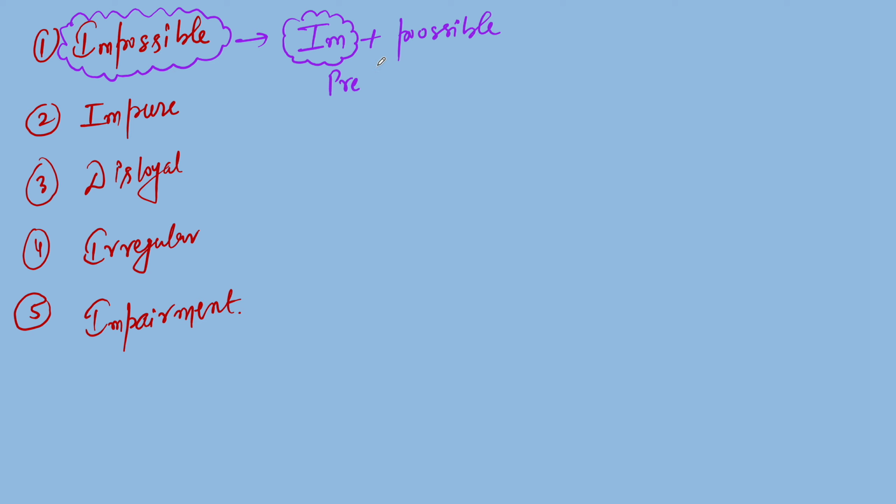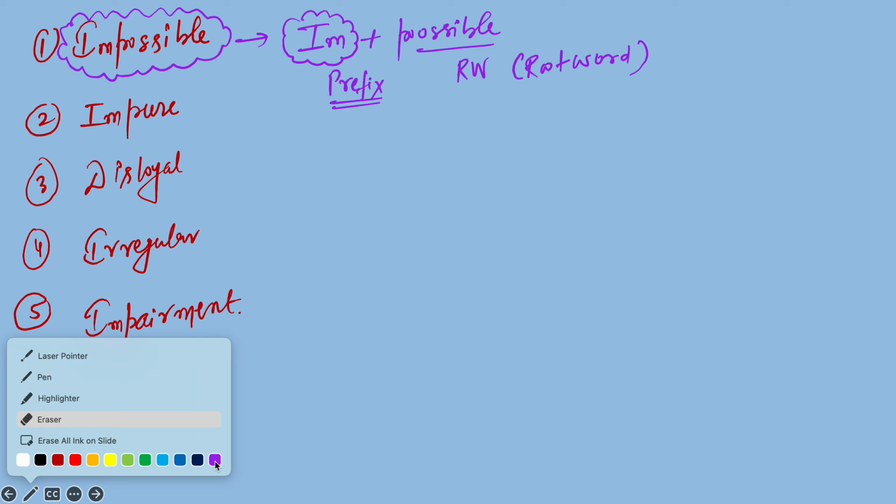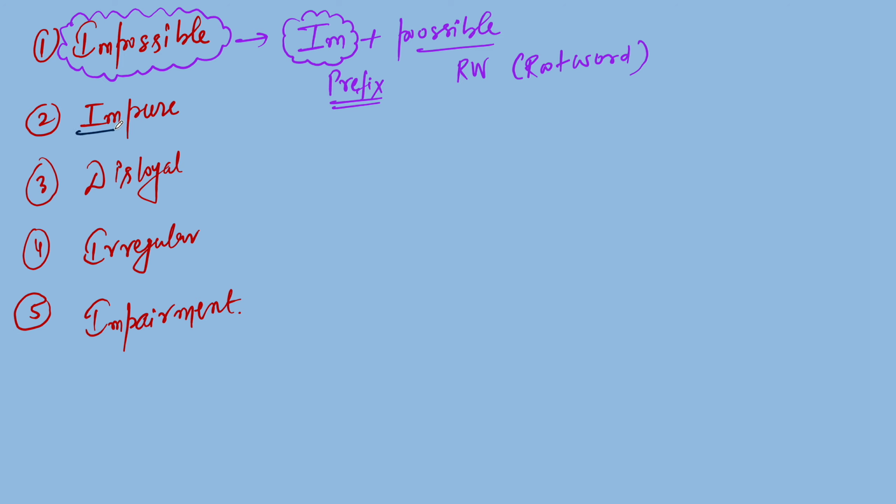Im plus possible. So as you can see, im is a prefix. Is it clear or not? Possible is a root word. RW stands for root word, and the prefix is im. In this word, just identify the root word and the affixes. So as you can see, this is the affix, that is the prefix here. I'm just mentioning only pre, and this is the root word. Is it clear?